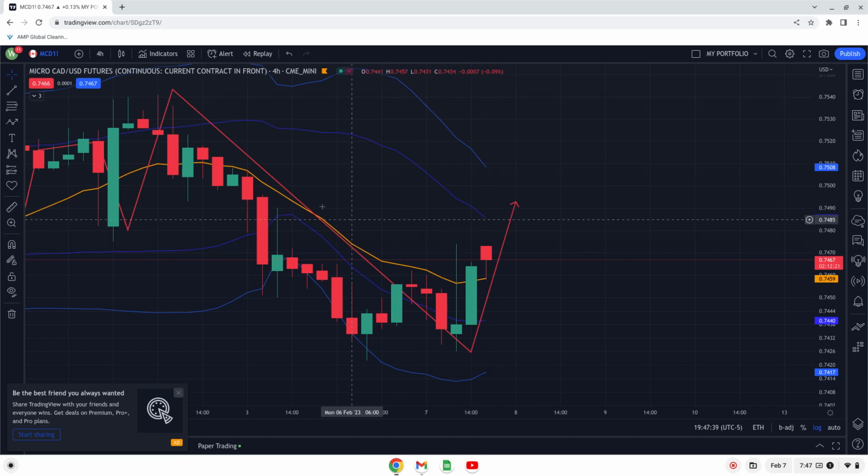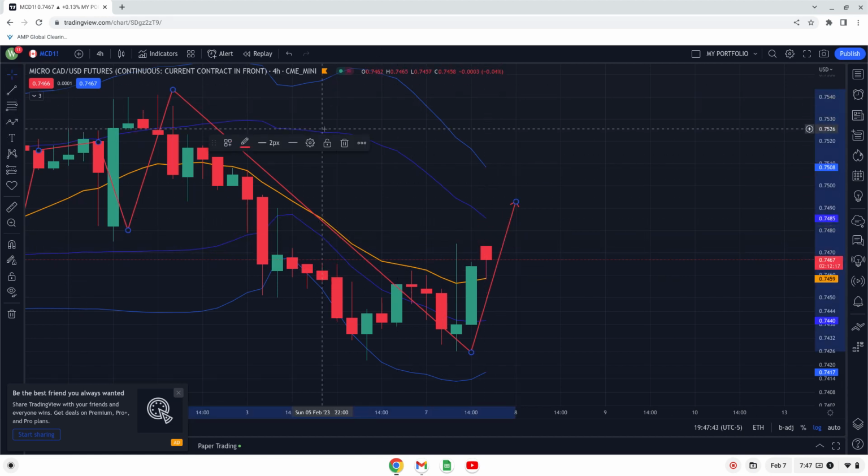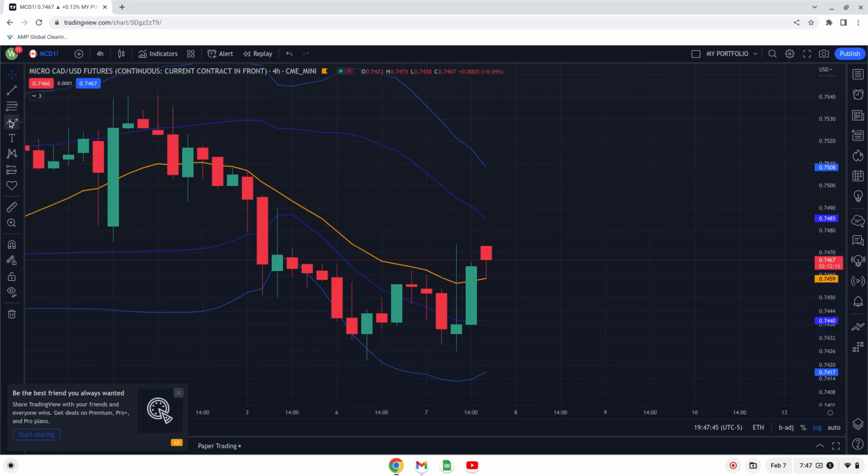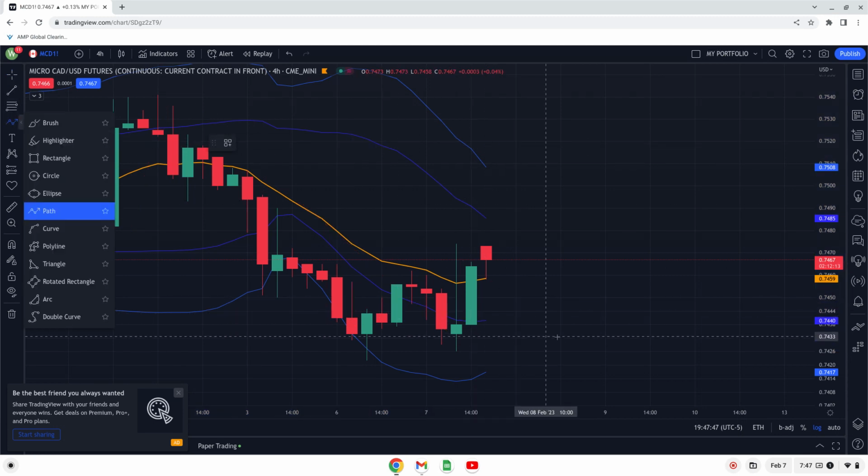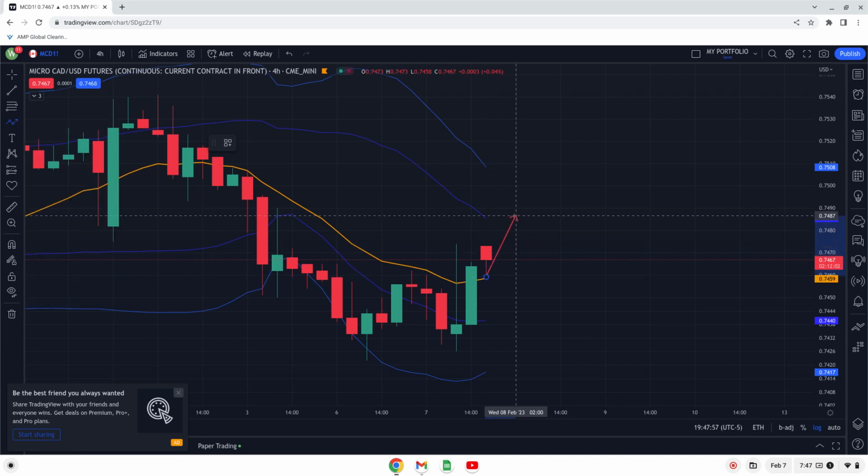Let's just get rid of our red line here and put up another one. Once again, here is the possible scenario that might happen. We're going to start here, which we're already here on this orange line. We can go up. We can reject the blue line. We can fall back down.